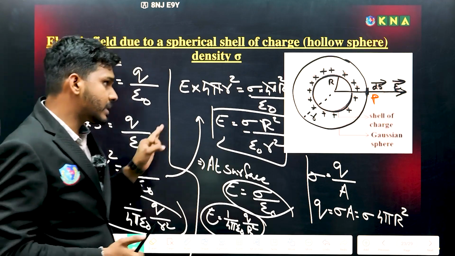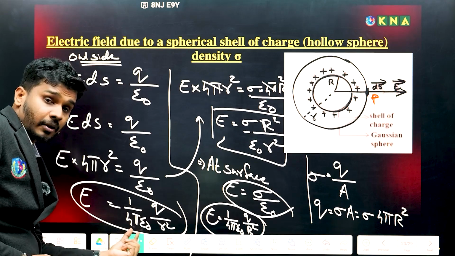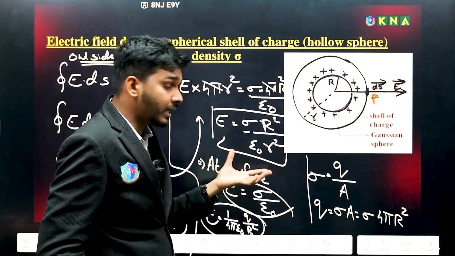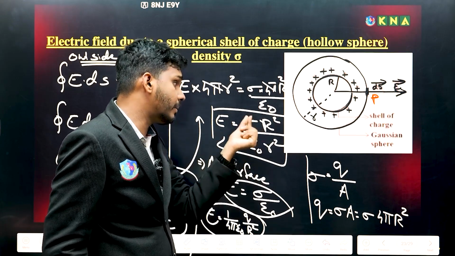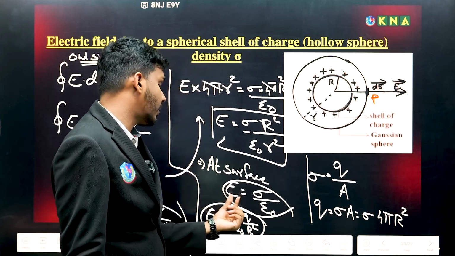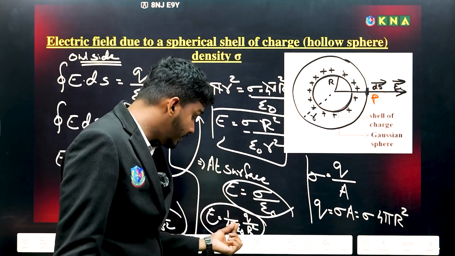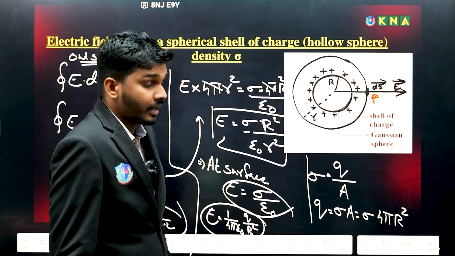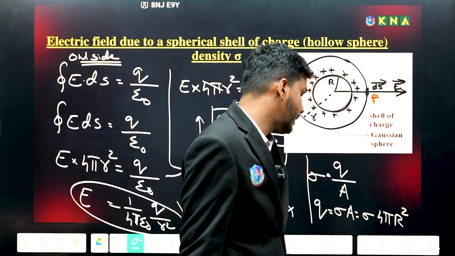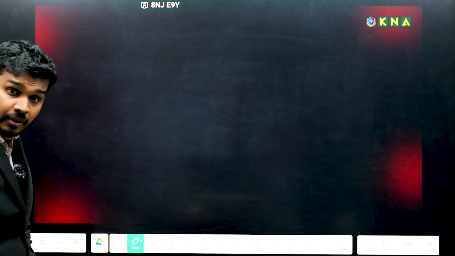Outside the surface, electric field is equal to 1 by 4 pi epsilon naught into Q by R square, or sigma R square by epsilon naught R square. On the surface, electric field is sigma by epsilon naught, or 1 by 4 pi epsilon naught into Q by R square. Inside the surface, there is no charge, so electric field is equal to 0.